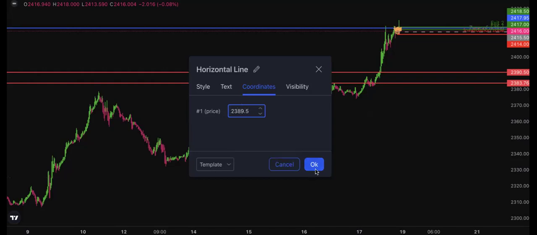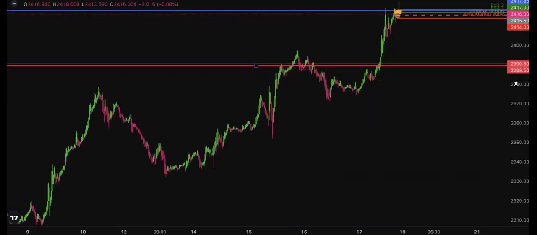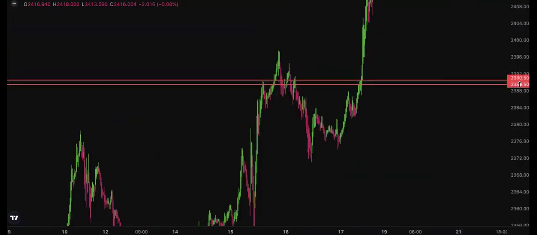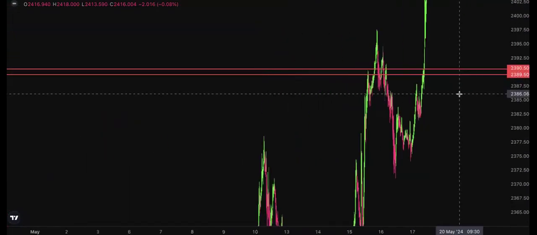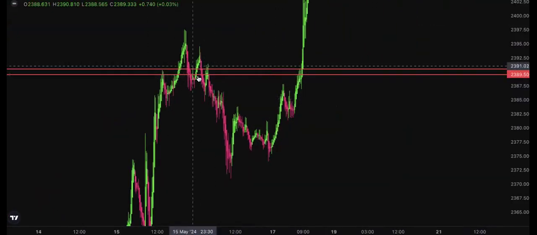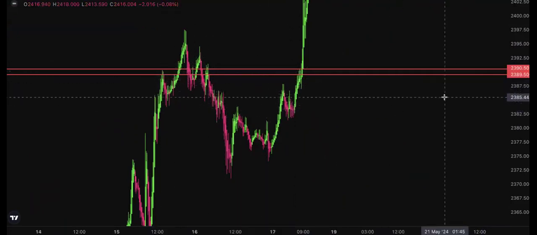All right. 2389.5. And I'm going to use this for Forex and for futures as the zone. Now I'm going to enhance my screen because I just want to make sure that this is a good zone. This is a great zone. Okay, I like that. There's another one right underneath that I'm going to take.